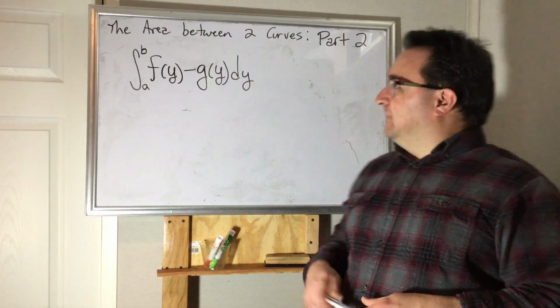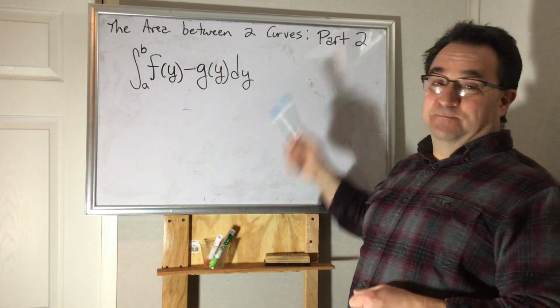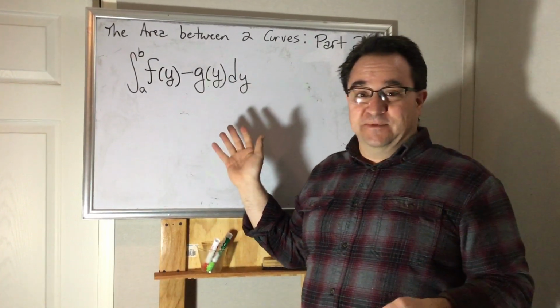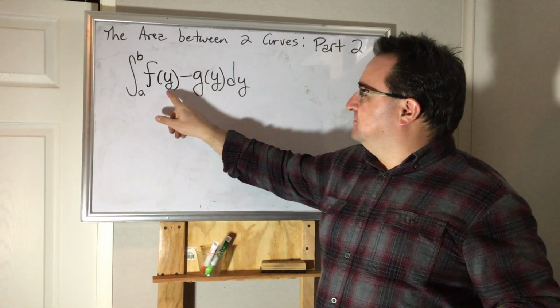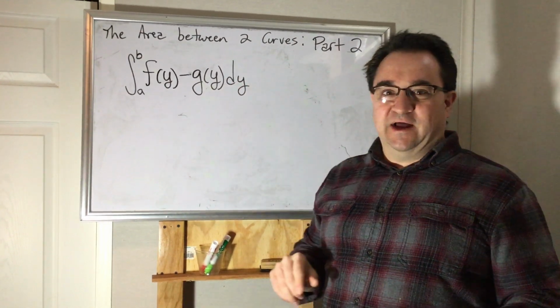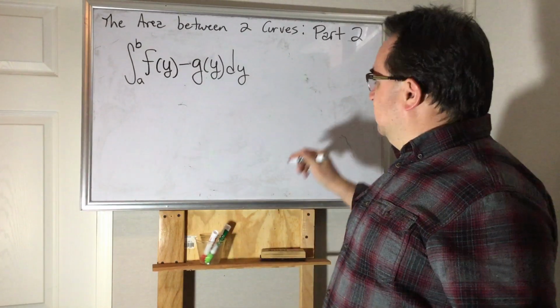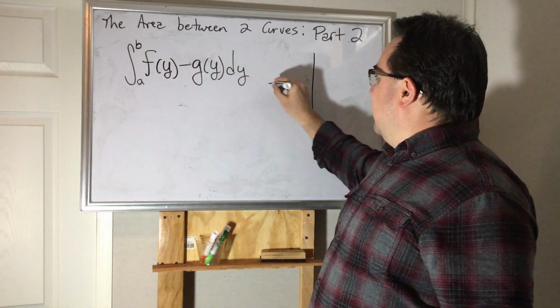Well, we're back again. The area between two curves, part two. You'll notice that the formula looks identical pretty much to what we did last time, except see the y's and the dy. So what does that mean? Well, this is when we're going to put things on their side.